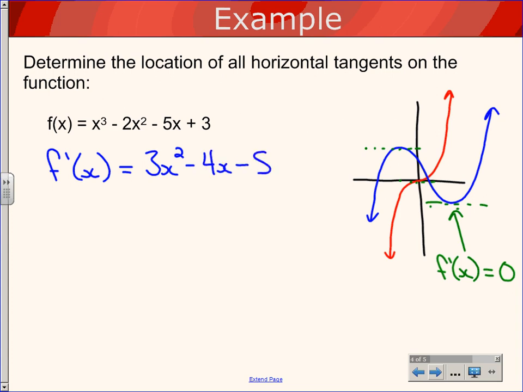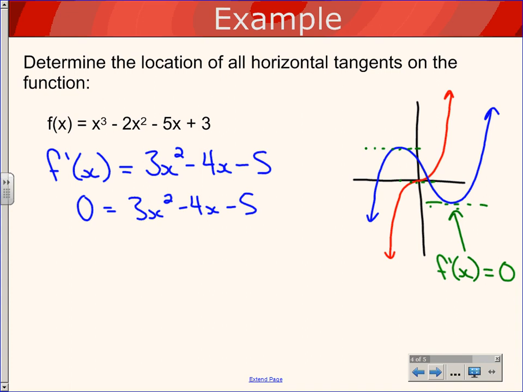So if we take the derivative, we get that. We want to know where horizontal tangents are, so we're going to set the derivative equal to 0. And that's not the nicest looking example, right? We've got a quadratic equation now that we have to solve. 3x squared minus 4x minus 5 is not a simple trinomial.